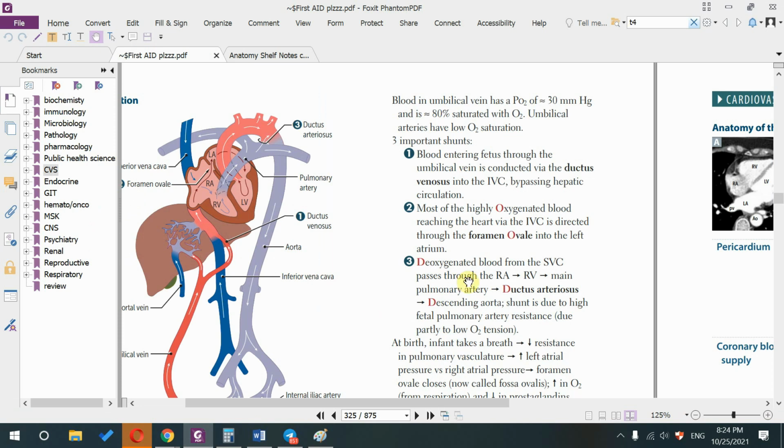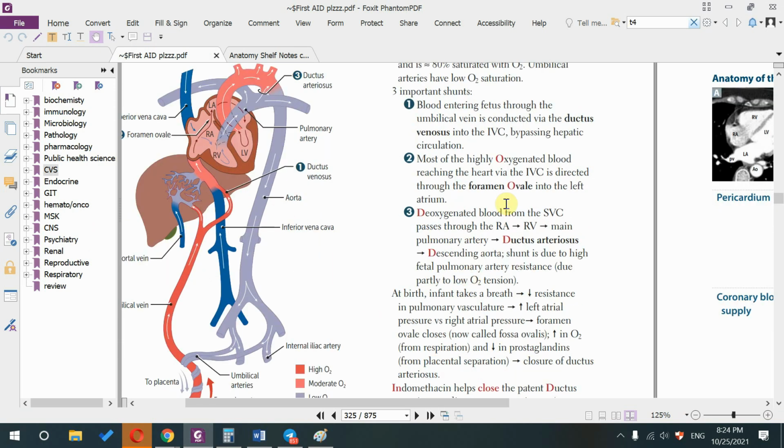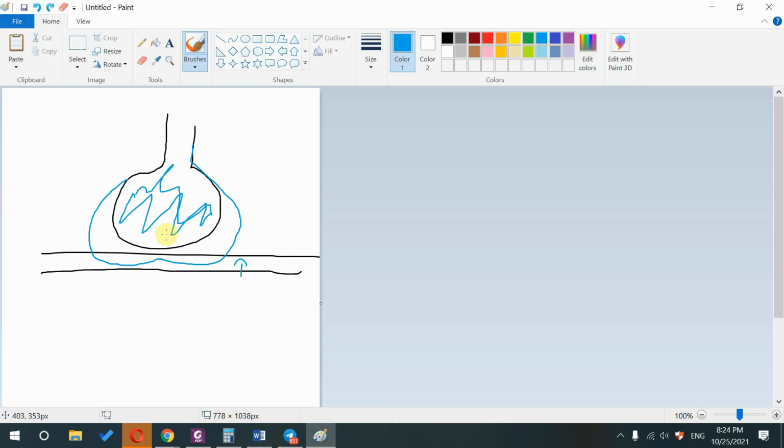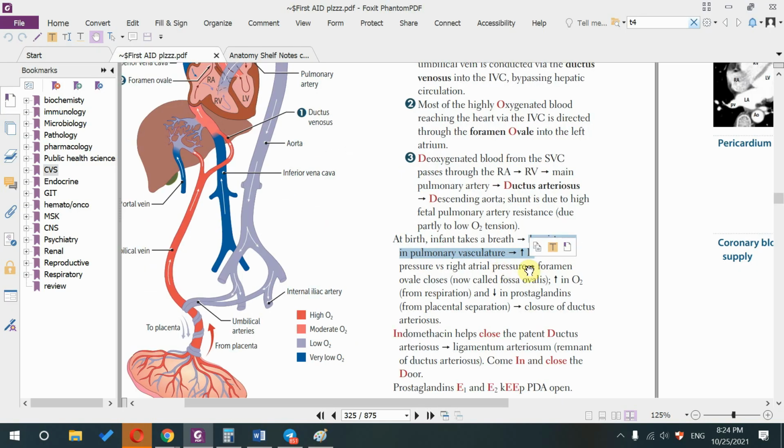Okay, guys. So they write pulmonary artery resistance increases, and we spoke about it. At birth, the infant takes his first breath, so there will be a decreased resistance in the pulmonary vasculature. Why? See all of that fluid? Baby is born, no more fluid. The pressure here will go back to normal. So also at the same time you will have more left atrial pressure versus the right atrial pressure.